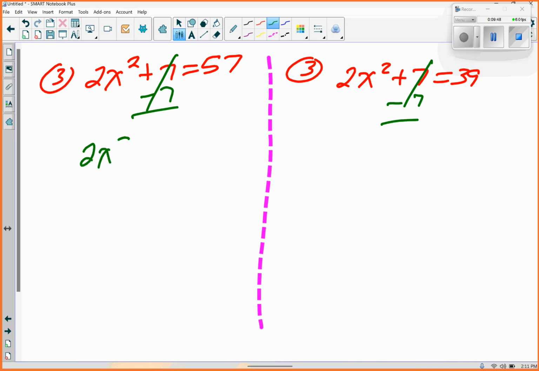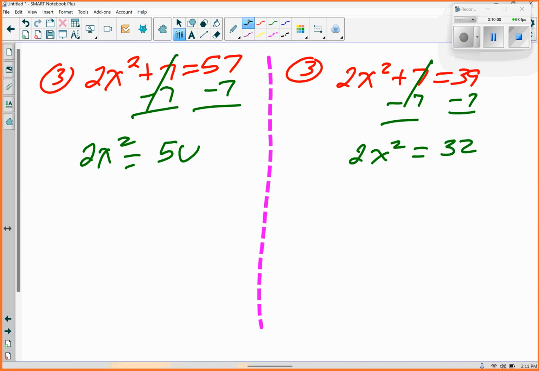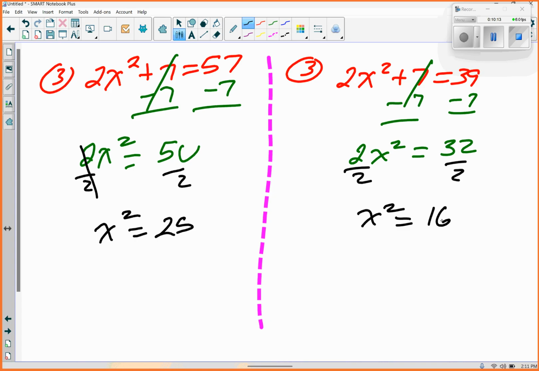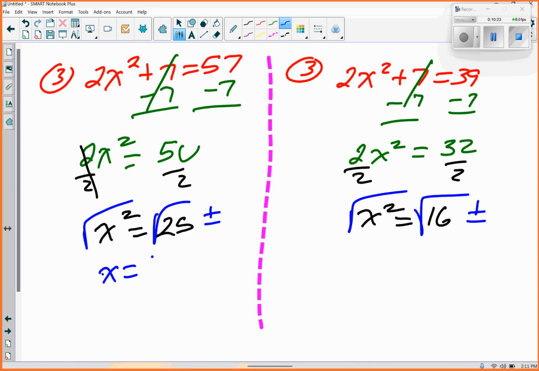So then I get 2x squared minus 7 over here as well equals 50, or 2x squared equals 32. What's next? Same thing on both. Divide each side by 2. That cancels that. Last step. Root, root. Don't forget. So x equals plus or minus what?